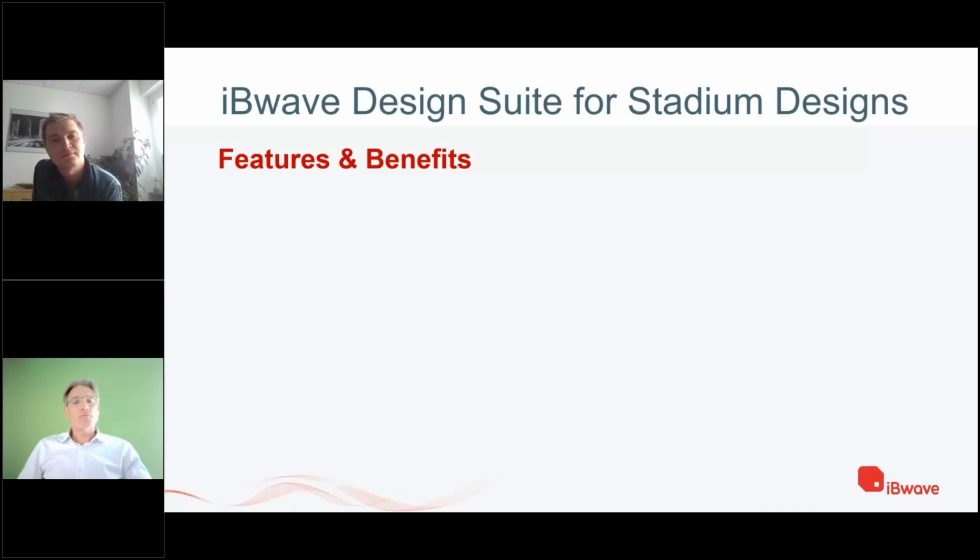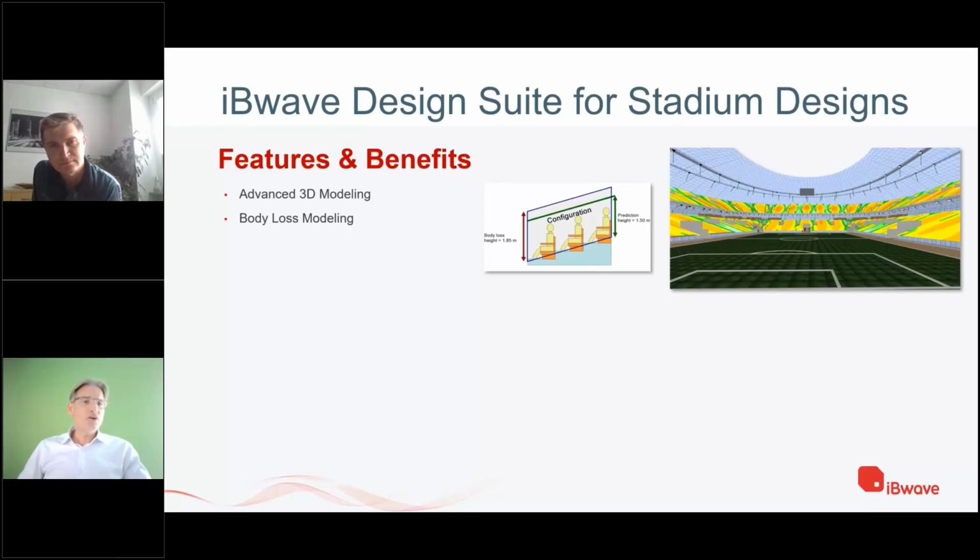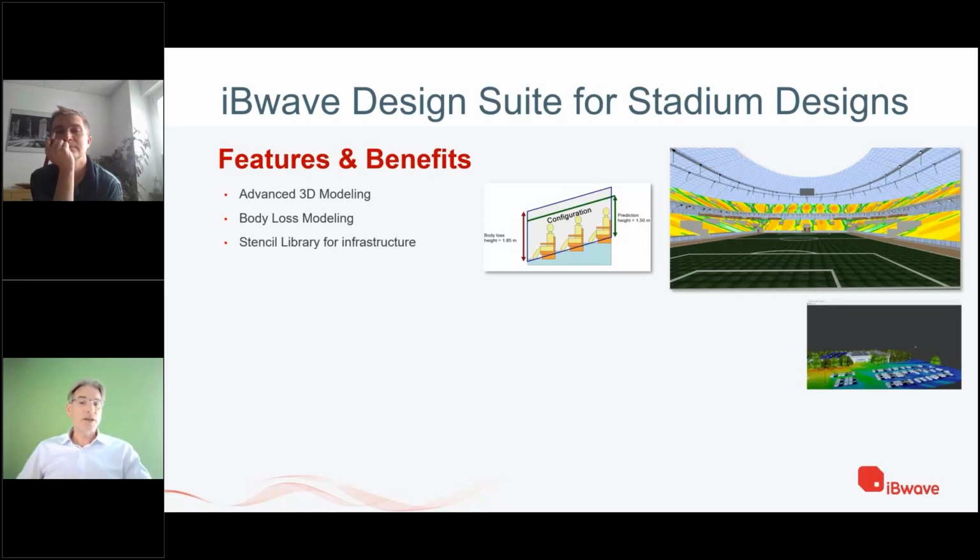So why use the IBWave design for that? There are a lot of features and benefits specifically for stadiums. One is the advanced 3D modeling of all the inclined surfaces you have in the design, and the body loss configuration modeling. You can assign people in the sitting areas and in standing areas with different body loss, because every body adds loss to the signal, and you can do accurate simulations.